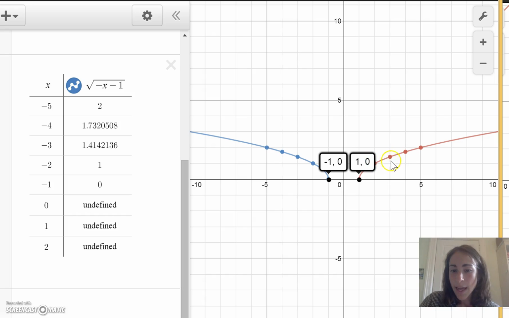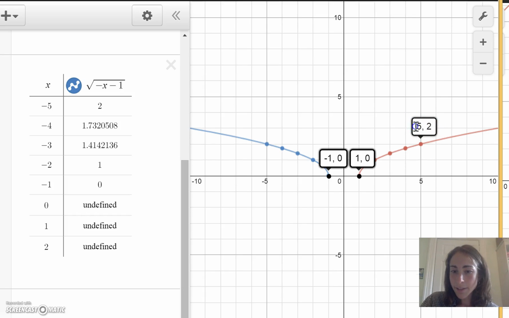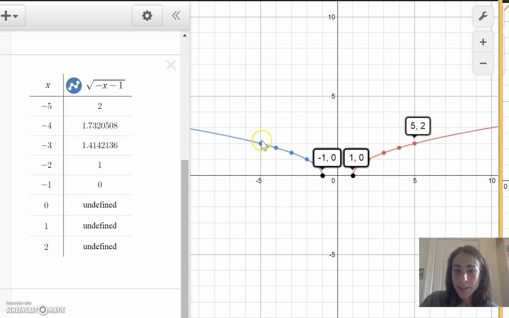Let's see if that's true again. In order to get 2 on the red graph, I need to plug in 5. So in order to get 2 on the blue graph, I should plug in the negative of that. I should plug in -5. So what I'm saying is that the graph g of x is obtained by using negative x instead of x.